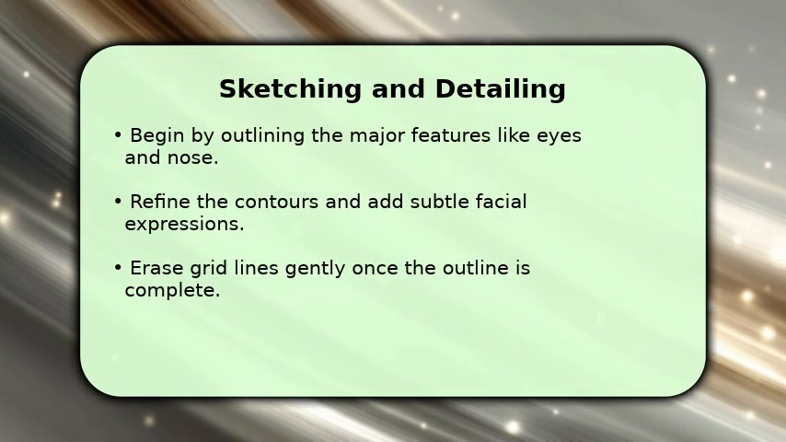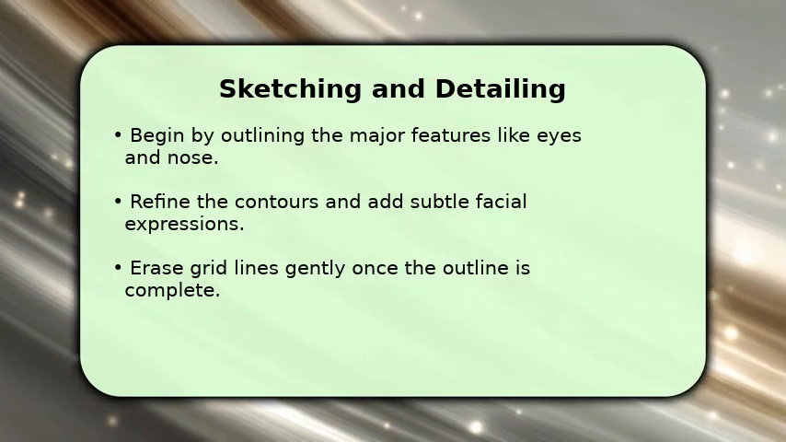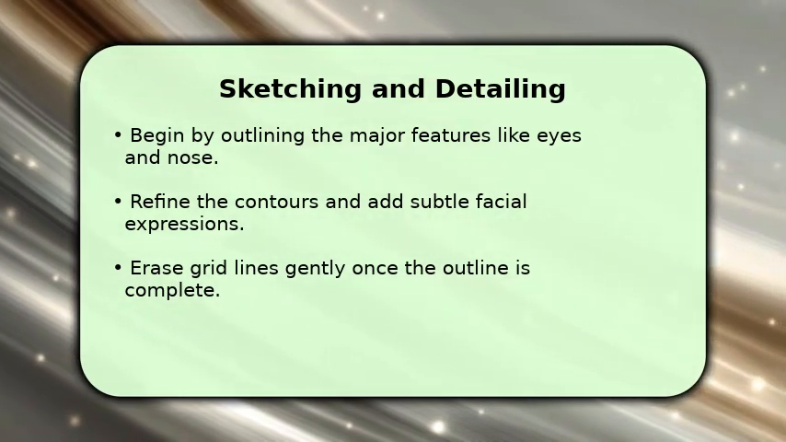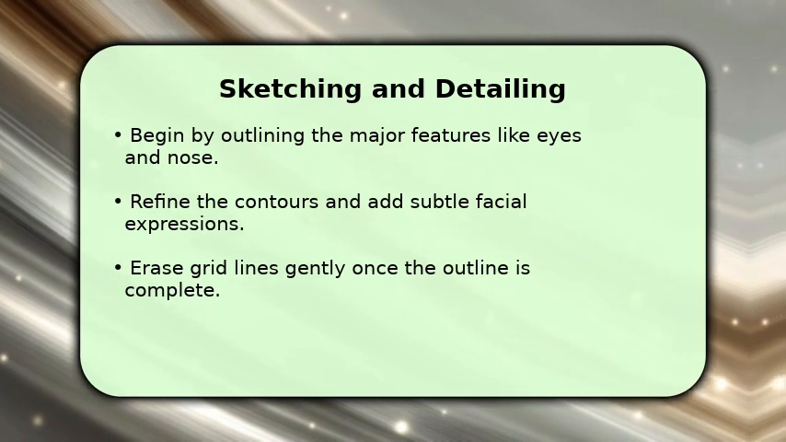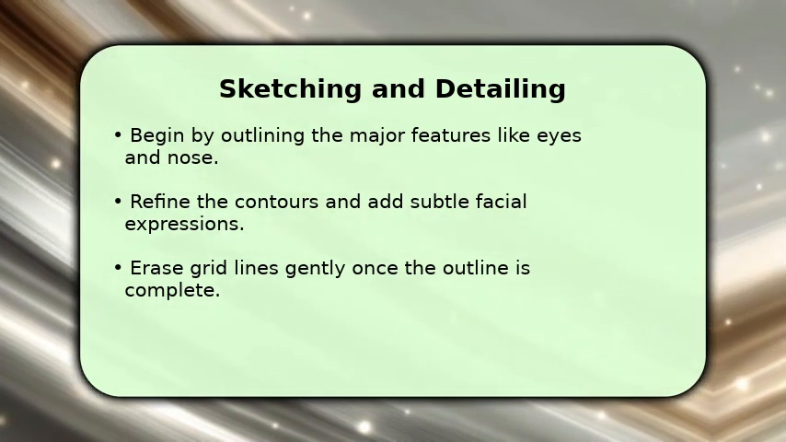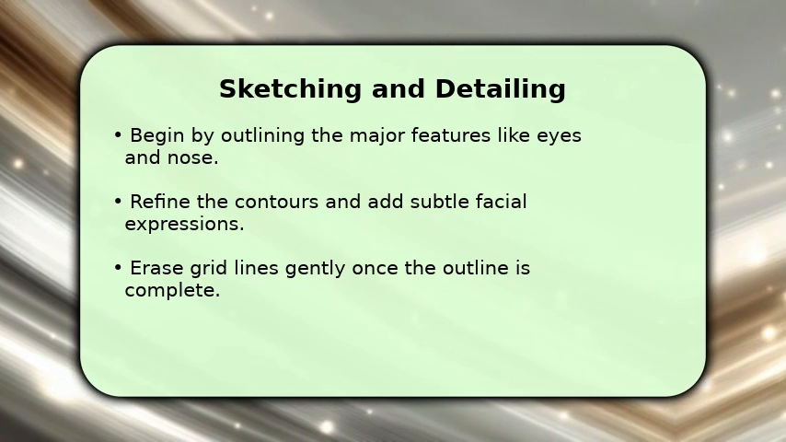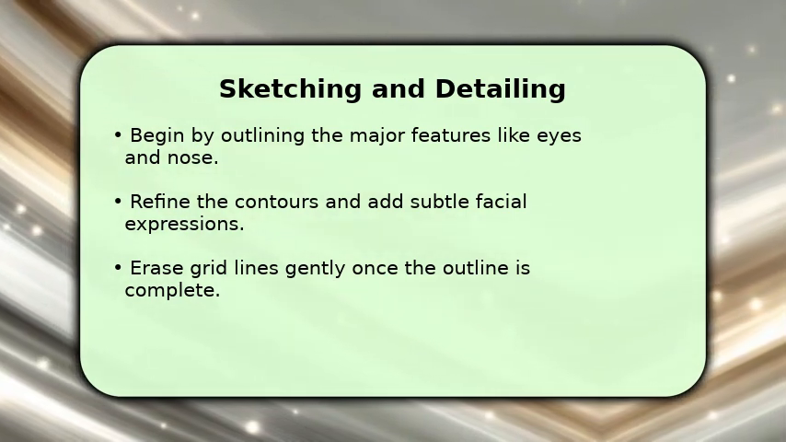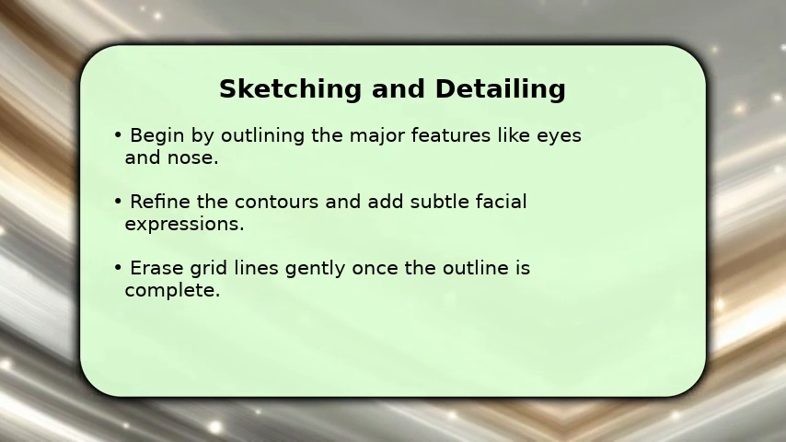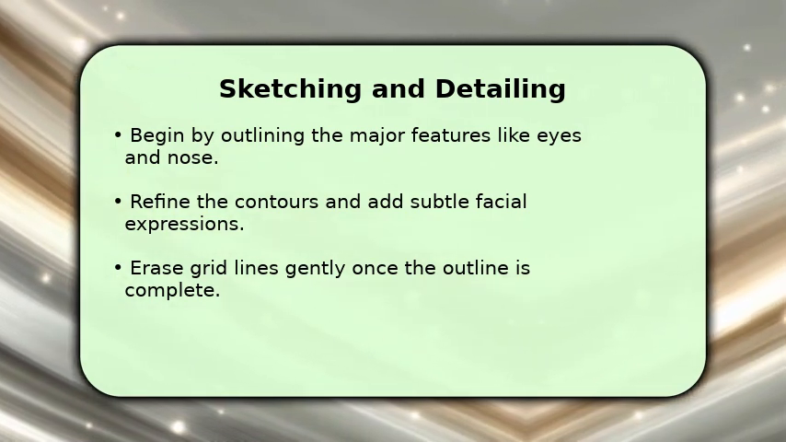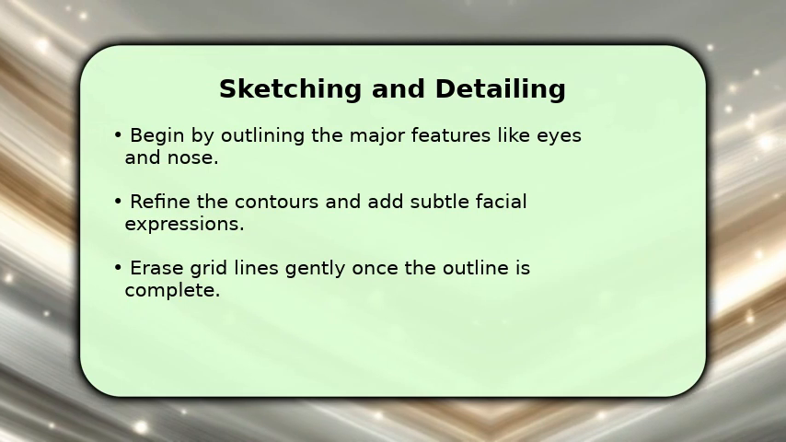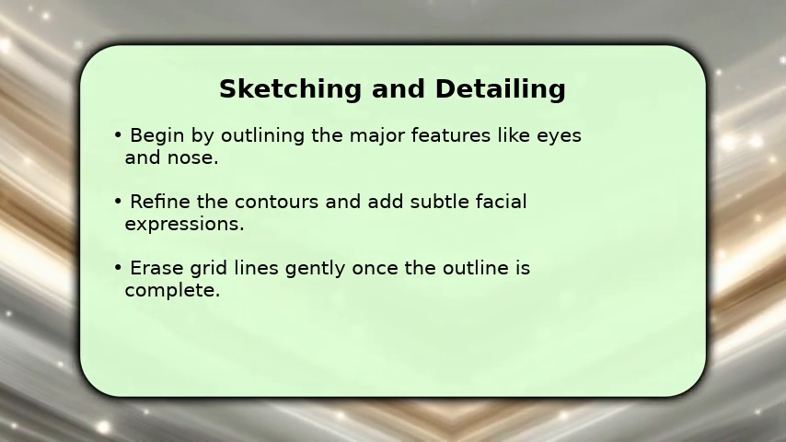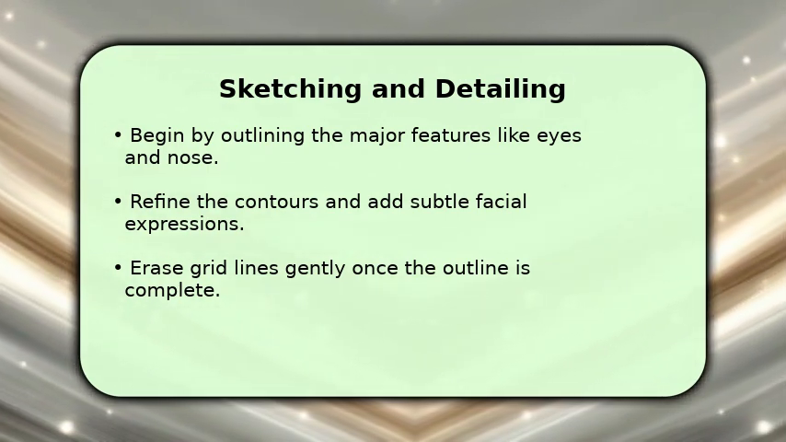With your grid in place, start sketching the main features. Focus on the eyes, nose, and mouth, ensuring their placement is accurate within your grid squares. Gradually refine the contours of the face and hair, adding subtle details that capture the subject's unique expression. Once your outline is complete and you are satisfied, carefully erase the grid lines, leaving only your detailed sketch.